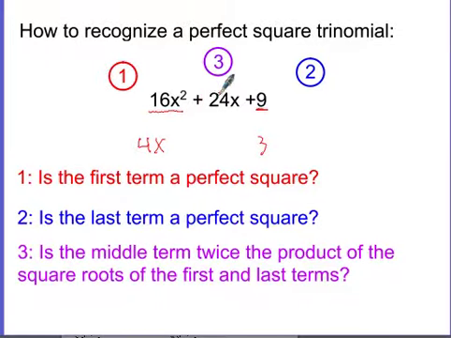And what's 2 times that? 24x. So if you can take the square root of the first term, multiply by the square root of the last term, and then multiply by 2 and get the middle term, you've got a perfect square trinomial. That sounds like a lot. It sounds like a lot of work, but really once you see it, it's not bad. You can do that in your head. We didn't even have to use a calculator. Okay, so we would factor this then simply by taking 4x plus 3 squared.